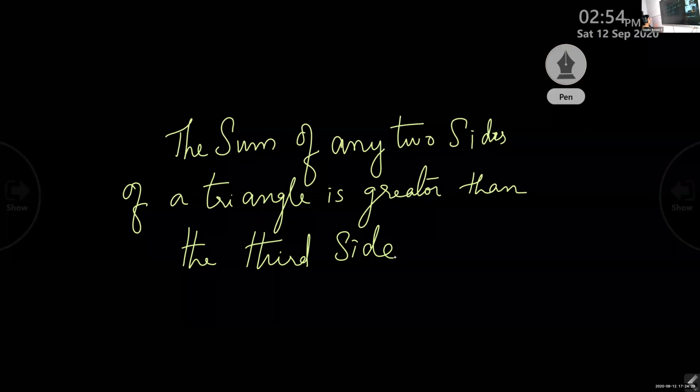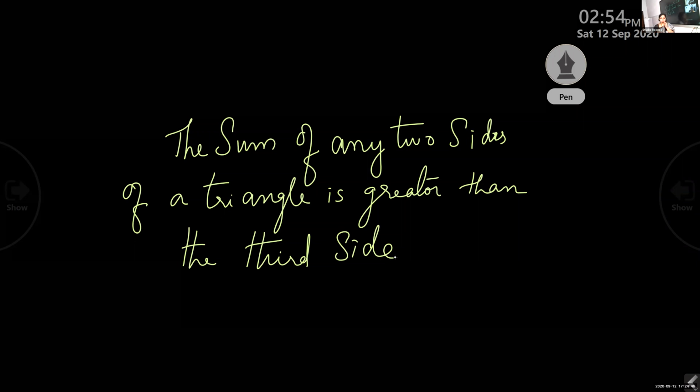What is it? The sum of any two sides of a triangle is greater than the third side. Did you understand? Otherwise, you cannot draw the triangle. That is the meaning. The sum of any two sides of a triangle is always greater than the third side. You cannot draw the triangle otherwise. This is the rule which you have to study. Clear, children? Yes, ma'am.